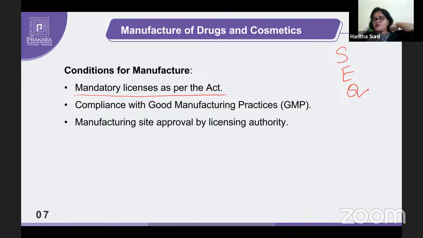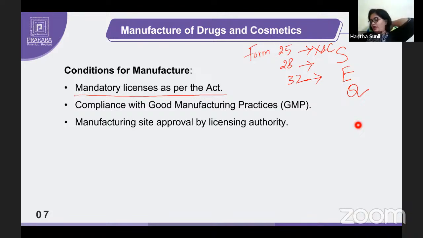So coming to the types of manufacturing licenses, we have three types: Form 25, Form 28 and Form 32. Form 25 is to manufacture the drugs other than those specified in Schedule C and X. And then Form 28 is a license for manufacturing drugs that are specified in Schedule C and C1. So what are the drugs scheduled under C and C1? They are the vaccines and sera. And then Form 32 is the license to manufacture the cosmetics.